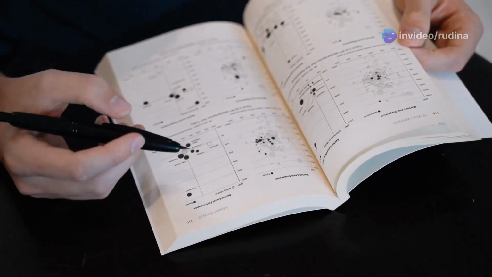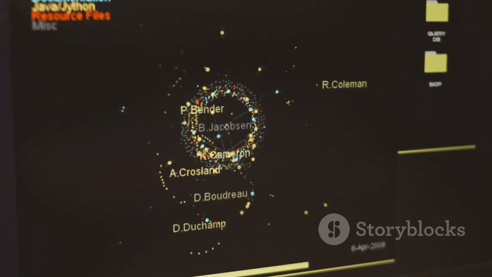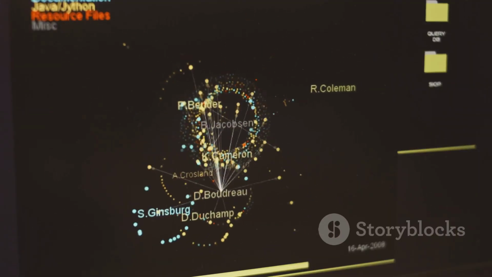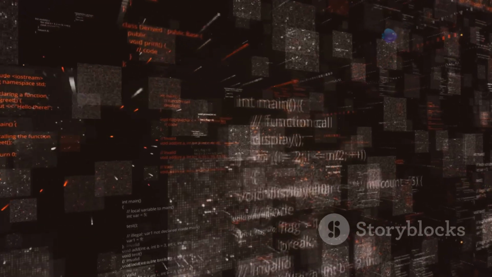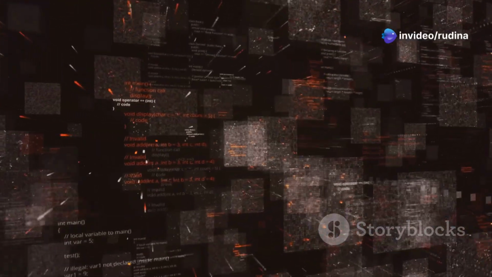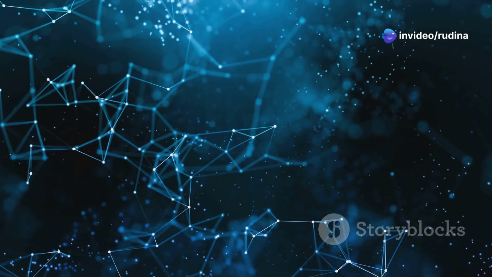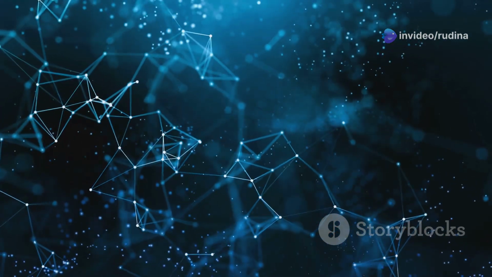The study of graphs is called graph theory. It helps us understand and solve problems related to networks. These networks appear everywhere in our lives. Examples include transportation systems, computer networks, and even social structures.